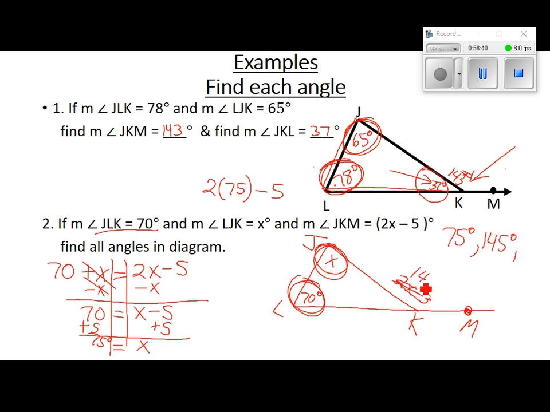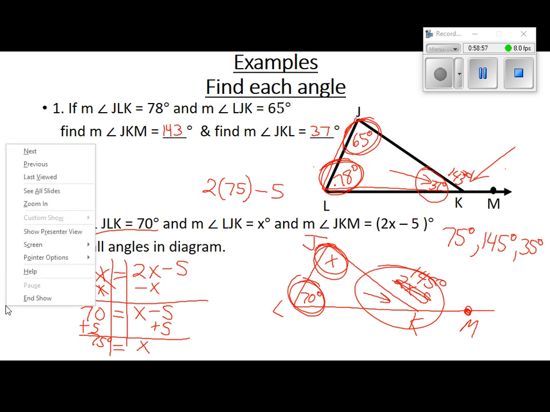Is the 145, how can we find, because we still don't know this angle. It's 35. How'd you get that? You added 75 plus 70. Alright, these two angles right here together should add up to 180. And we found all the missing angles. Good job.